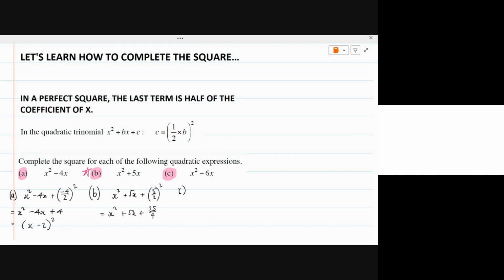Let's have a look at C here. Again, I'm going to go x squared minus 6x plus, open a bracket. I'm going to take that -6 divided by 2 and square it.